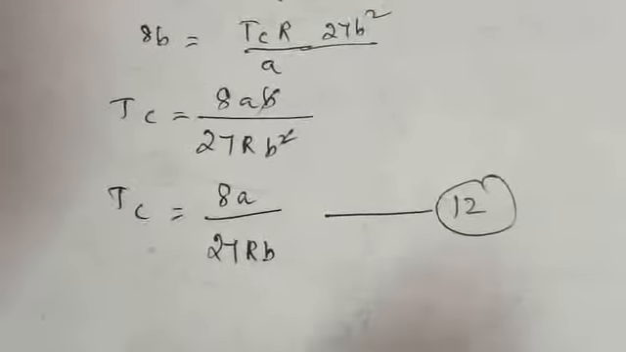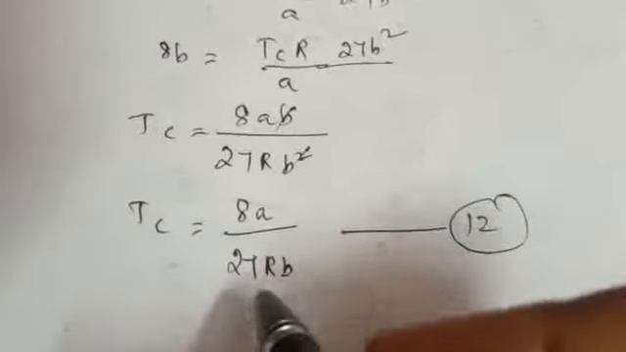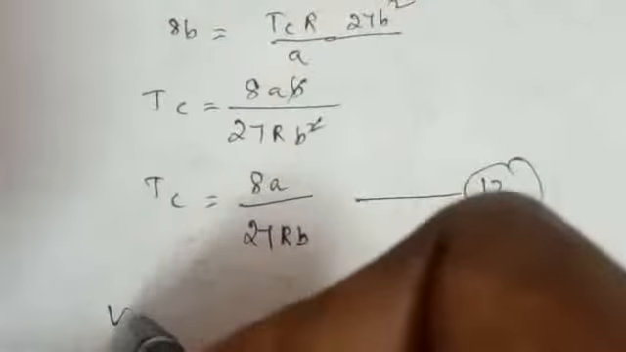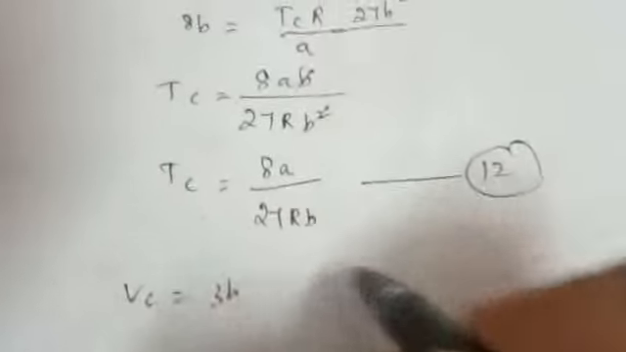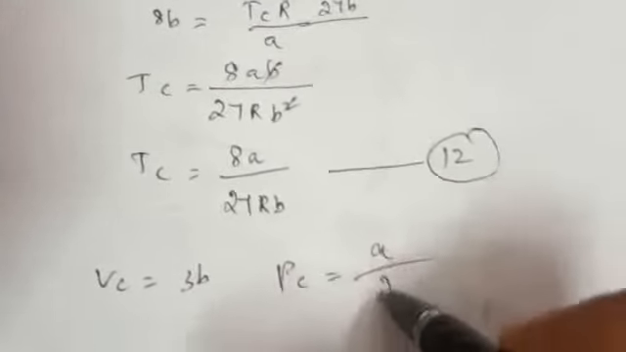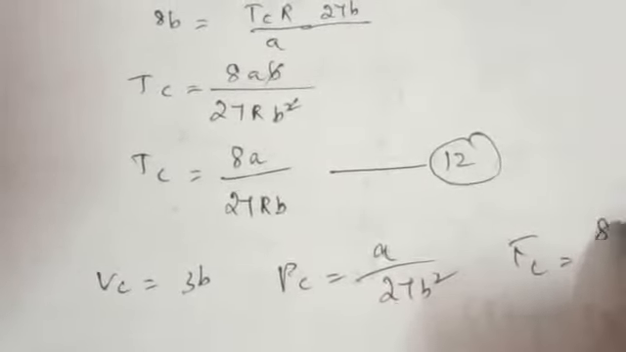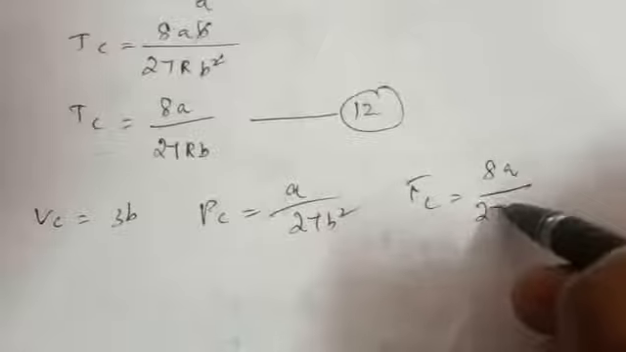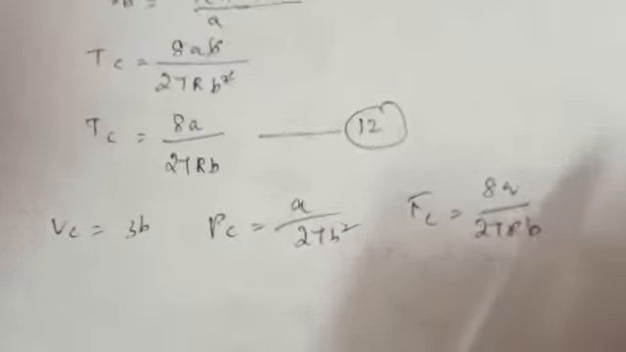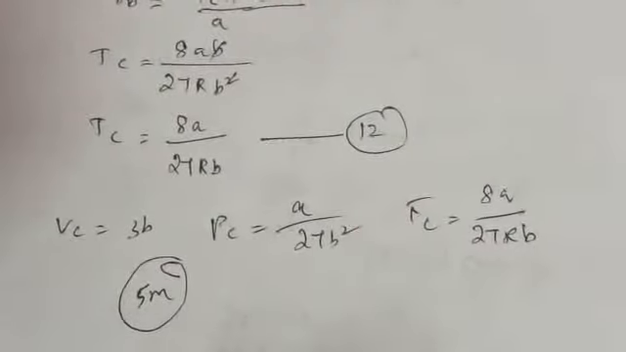So derivation of critical constants. Vc value obtained, Vc equal to 3B derived. Next Pc value also obtained, A divided by 27B squared. And Tc also obtained, 8A divided by 27 RB. That is exam 5 marks, very important. So side by side you have to watch the video, write down and practice too.